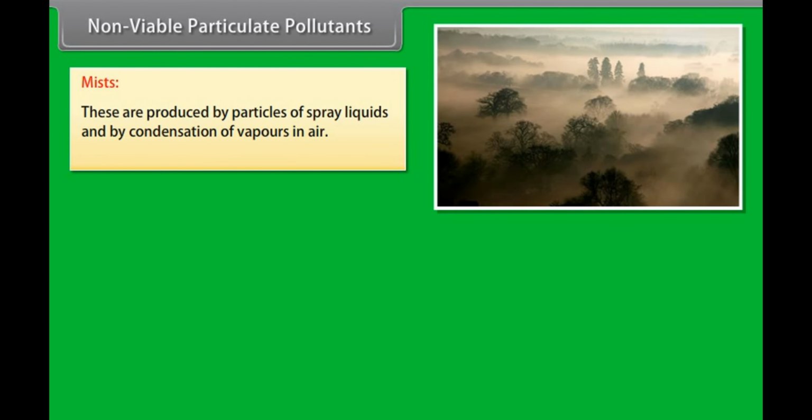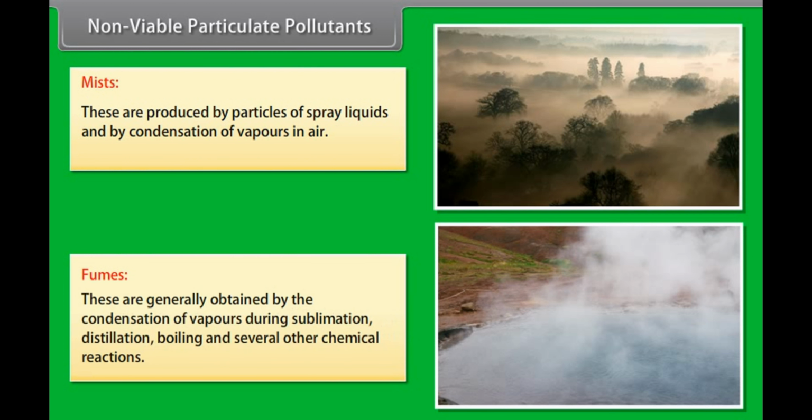Mists. These are produced by particles of spray liquids and by condensation of vapors in air. For example, sulfuric acid mist, herbicides and insecticides. Fumes. These are generally obtained by the condensation of vapors during sublimation, distillation, boiling and several other chemical reactions. For example, organic solvents, metals and metallic oxides form fume particles. Smog.